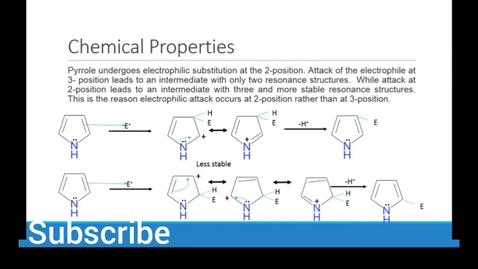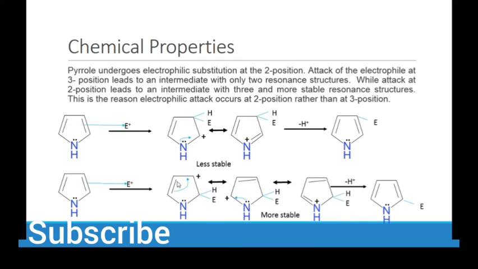So now we will talk about position 2. If it attacks at position 2, that is, it attaches here, then we have a positive charge at position 3. Then this bond moves here, which I will show you here. Then we have a positive charge here. Then the electron moves towards here, and then the electron moves here. And then when we remove the hydrogen from this position, this bond moves here and this bond moves here. Then we have the pyrrole, more stable because it has 3 structures.